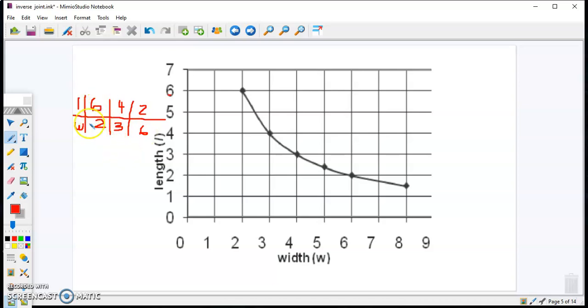And when we multiply, we get the value of k. 6 times 2 is 12. 4 times 3 is also 12. 2 times 6 is also 12. Okay.